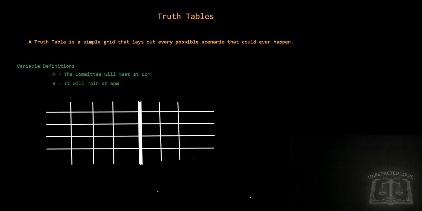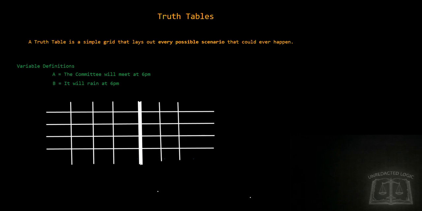Truth tables are the foundation of everything in logic. So all the relationships that we talk about, we can prove them using truth tables. This is not directly testable on the LSAT, but it is one of those topics where if you take the time to learn it, and it shouldn't be too hard to learn, it might actually help you understand formal logic better.